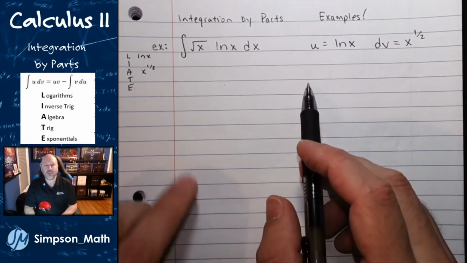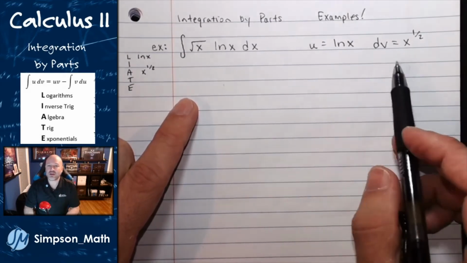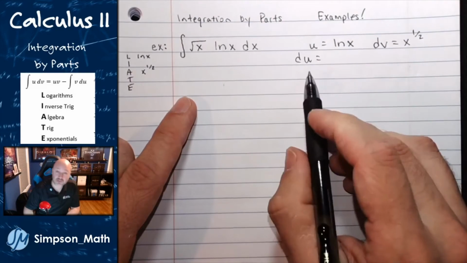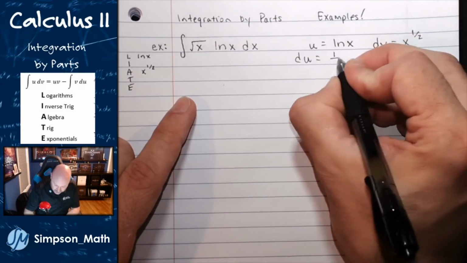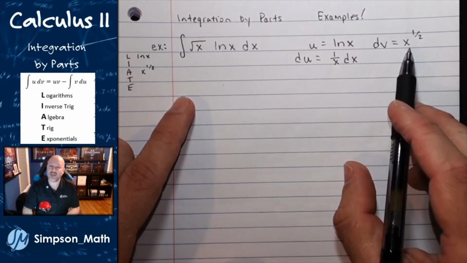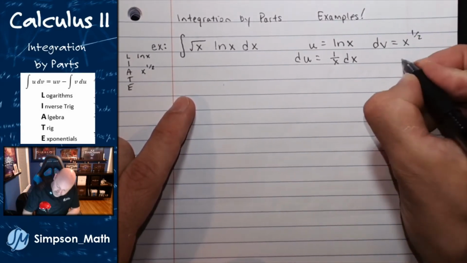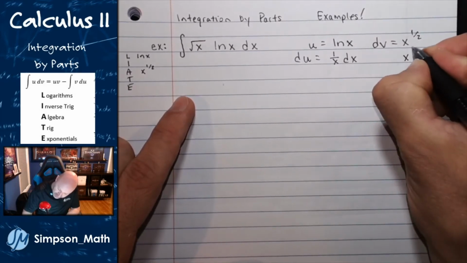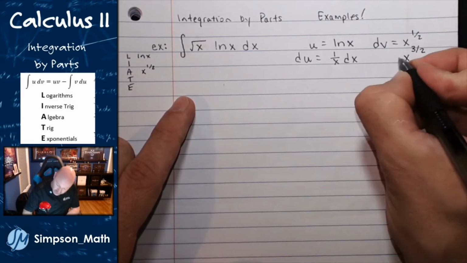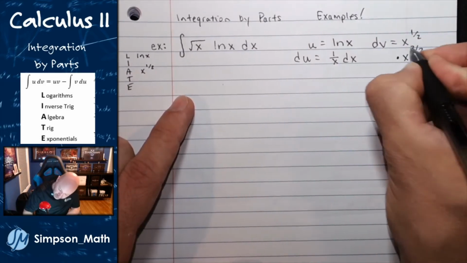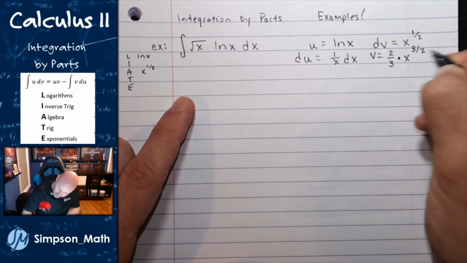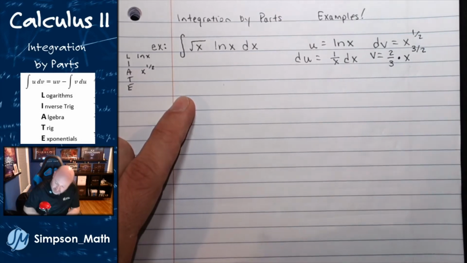All right. Well, the parts formula calls for a du and it calls for a regular v. So I'm going to find du, and the derivative of the natural log is 1 over x. And then the integral of x to the 1/2 power, I need to raise it by 1, so 1/2 plus 2 more halves is 3 halves. Multiply out front by the reciprocal of that new power, 2/3. And this is v.